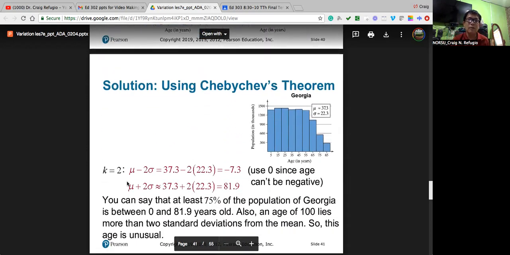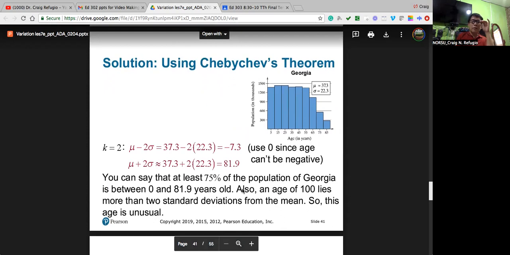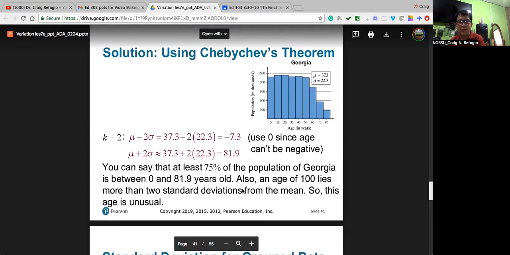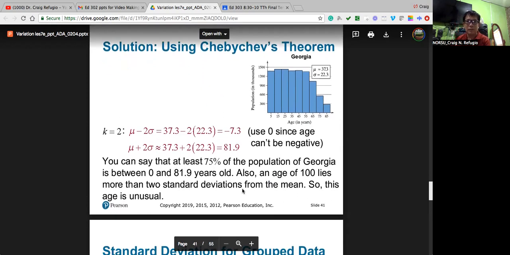K is equal to 2. So mu minus 2 sigma is 37.3 minus 2 times 22.3, which is approximately 7.3. Then mu plus 2 sigma is 37.3 plus 2 times 22.3, which is 81.9. So you can say that at least 75% of the population of Georgia is between 0 and 81.9 years old. Also, an age of 100 lies more than 2 standard deviations from the mean, so this age is unusual.